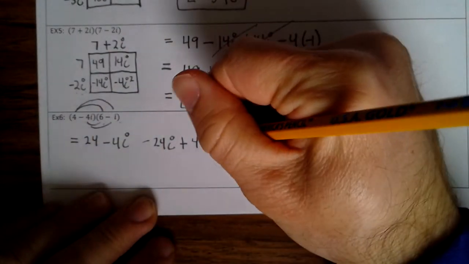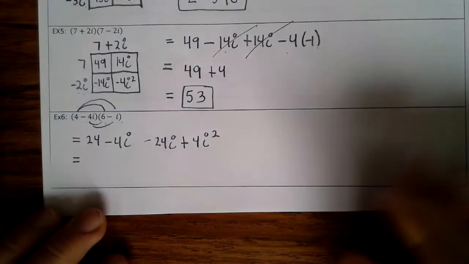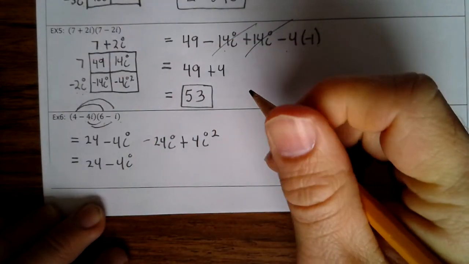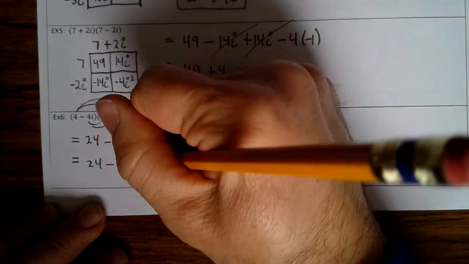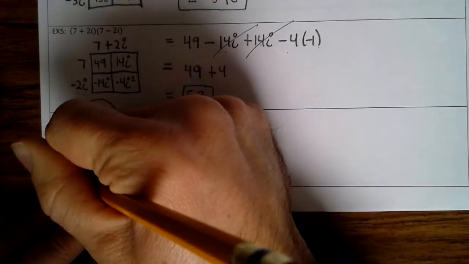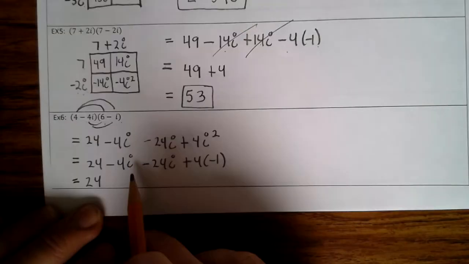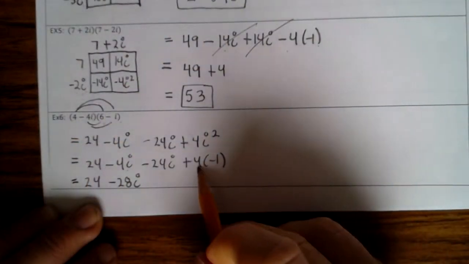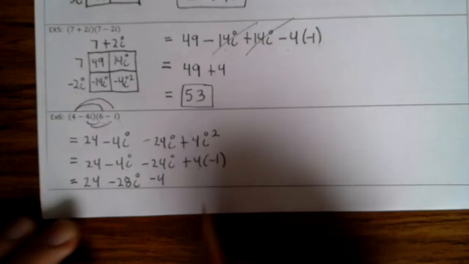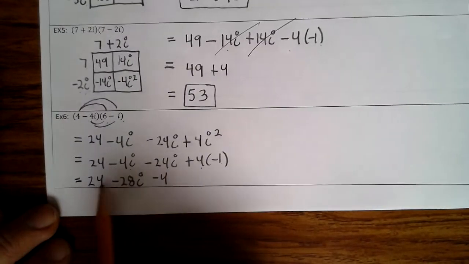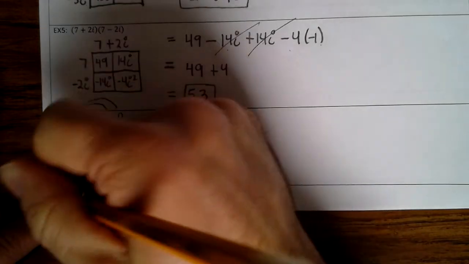So that's 24 minus 4I minus 24I plus 4 times negative 1. So then that's 24. Negative 4I minus 24I is negative 28I. And then 4 times negative 1 is negative 4. We can go ahead and subtract the 24 minus 4. So 24 minus 4 is 20. So that's 20 minus 28I.